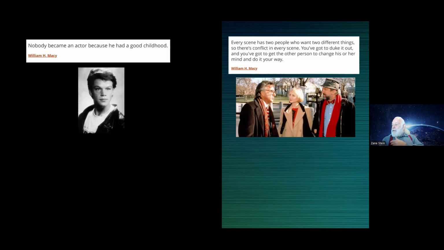And this other quote from him also defines the dynamic between the two houses. Every scene has two people who want two different things. So there's a conflict. You've got to duke it out, and you've got to get the other person to change his or her mind and do it your way. Okay.